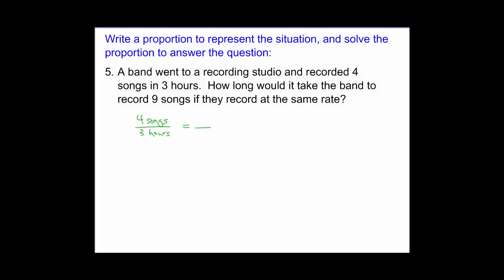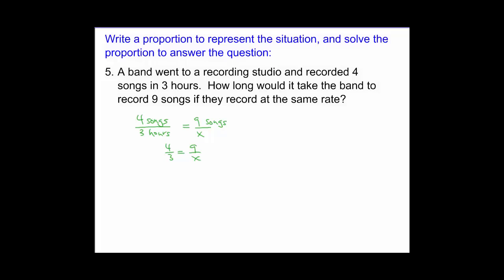So let's keep reading. How long would it take the band to record 9 songs if they recorded at the same rate? So how long, that's like my x. You could use h for hours if you want. You can pick whatever letter you prefer. So now let's ignore the words. I just put those on there to make sure that we got them in the right place. And the proportion we're solving is 4 over 3 equals 9 over x.